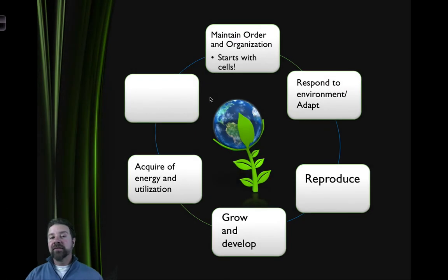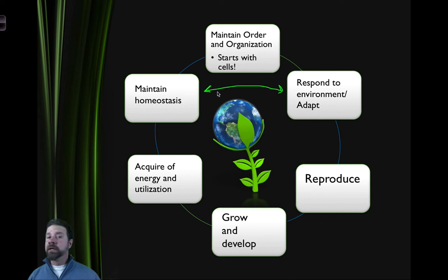The last thing that living things do is they maintain homeostasis. Now, we mentioned this word when we were talking about responding to the environment and adapting because it's something that all living things do, and it's a very short-term basis. We have to maintain a steady state within ourselves, and we call that homeostasis. So let's take a closer look.